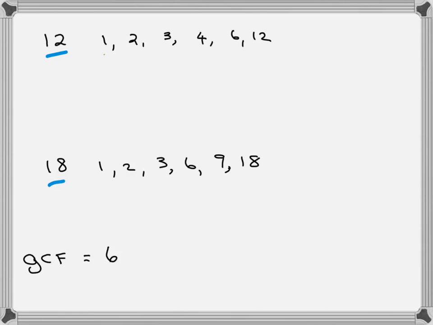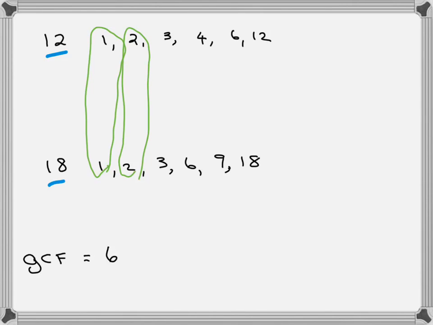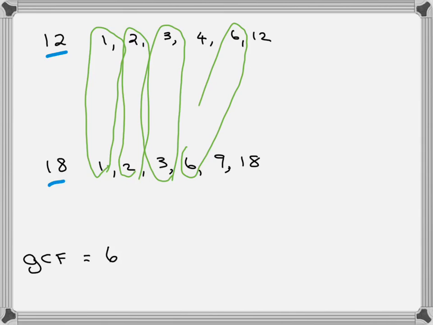Now what we have to do to find out the greatest common factor between these two is actually circle the ones that match. So let's use green and let's match. There's a 1, there's a 1. There's a 2, there's a 2. There's a 3, there's a 3. There's not a 4 in the bottom, so we won't circle the 4, but we do find two 6s. There's a 6 and there's a 6. There isn't a 9 at the top, there isn't a 12 at the bottom, there isn't an 18 in both.